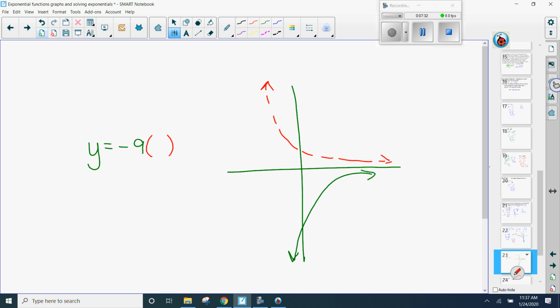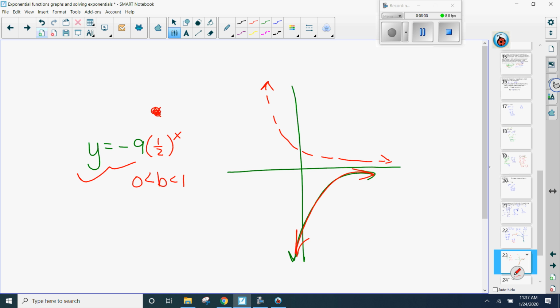What about this B value right there? It's got to be positive. B is always positive. It's got to be this base value. Your base value has to be greater than 0 and less than 1. So give me 1/2 to the x. Okay, type that in on your graphing calculator. Y equals negative 9 times 1/2 to the x power. And tell me if your graph takes this shape right here. I want that shape.